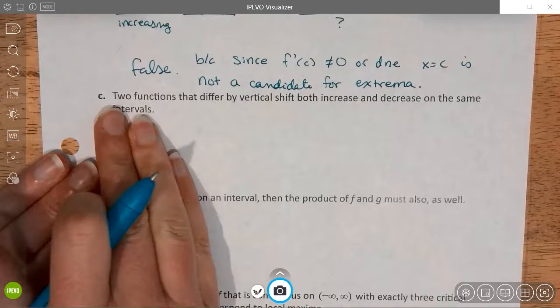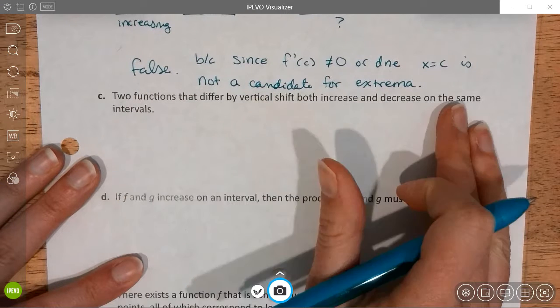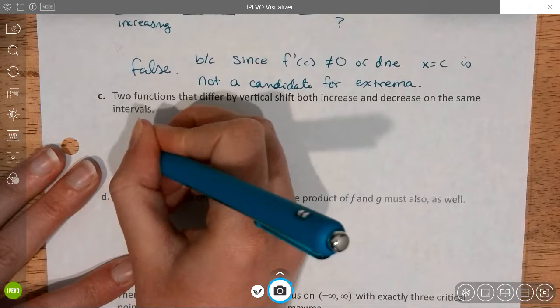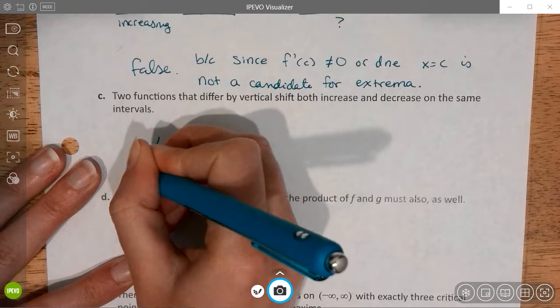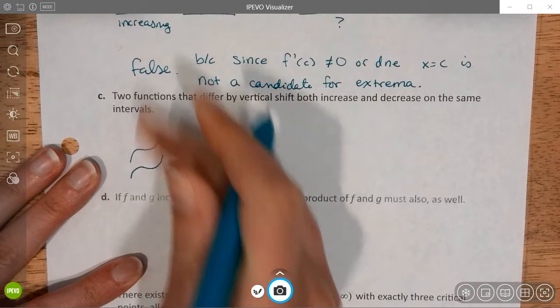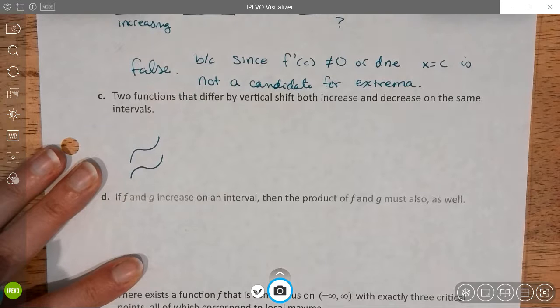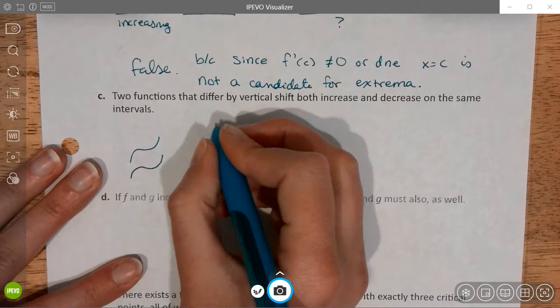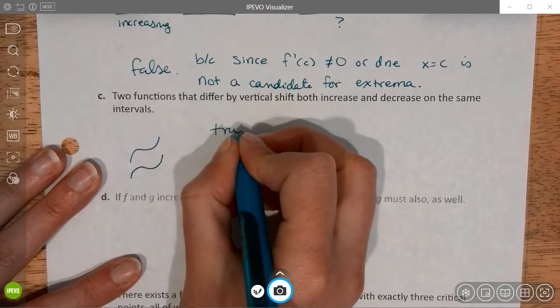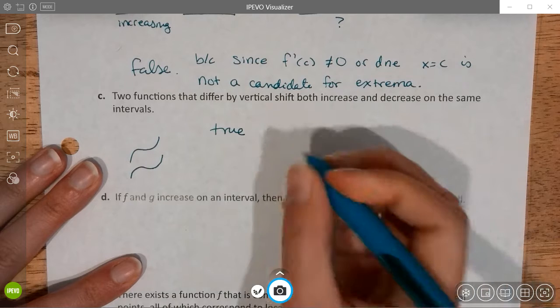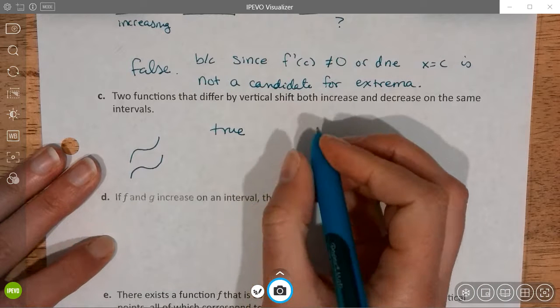Two functions that differ by a vertical shift both increase and decrease in the same intervals. So if they differ by a vertical shift, they're going to have the same shape. They're just going to be above or below each other. So this should be true.